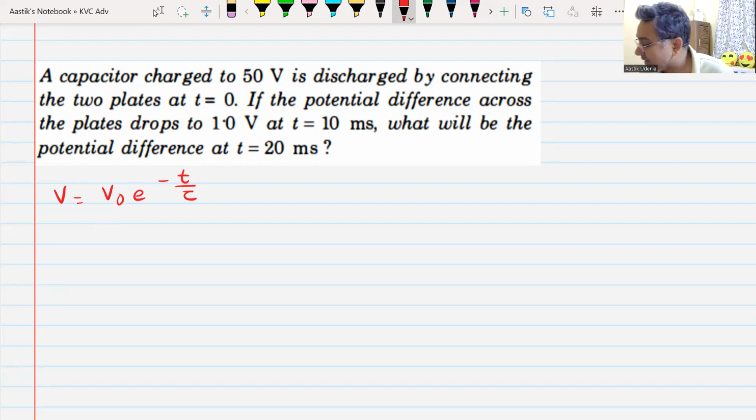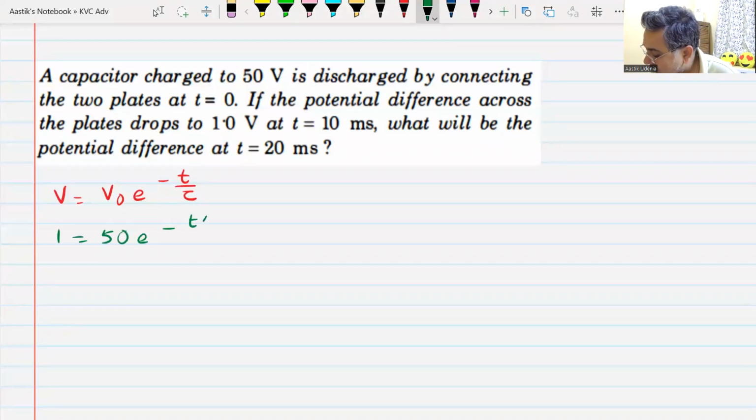In the first case, I am given that V is 1 volt. So 1 is equal to 50 e to the power minus t by tau. And time is given as 10 milliseconds. Let me write the time as 10. So it will be minus 10 by tau. Yes or no? Yes, sir.